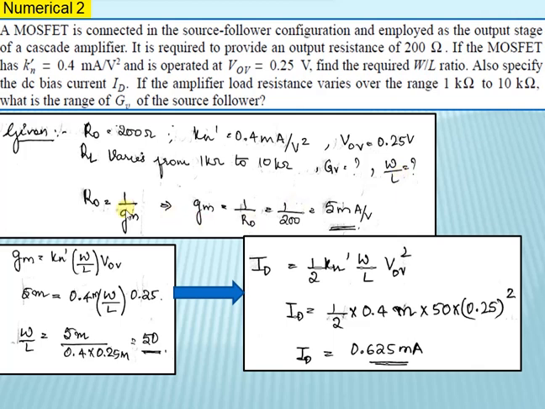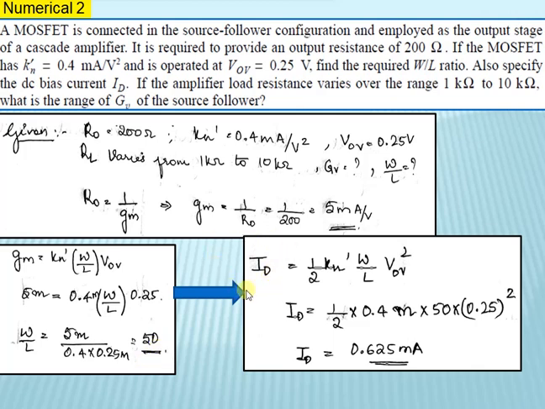To move ahead, we need to compute what is the value of GM, because GM will give us the value of the aspect ratio. So R0 is equal to 1 by GM that we have seen from the design, and this will give us a value of 5 milliamps per volt. We also know that GM is equal to Kn dash W by L into VOV. So that gives us the value of the aspect ratio to be equal to 5 milli divided by 0.4 into 0.25 milli, which is equal to 50.